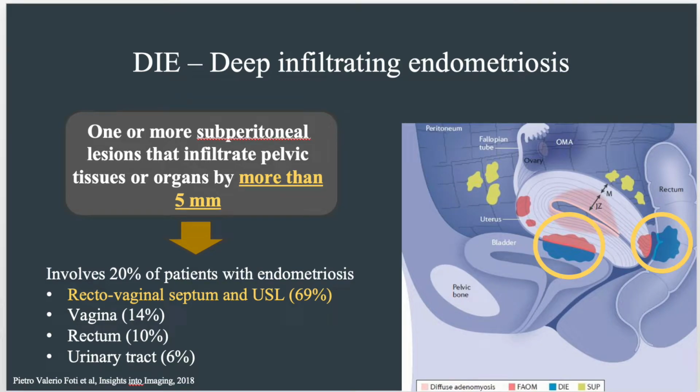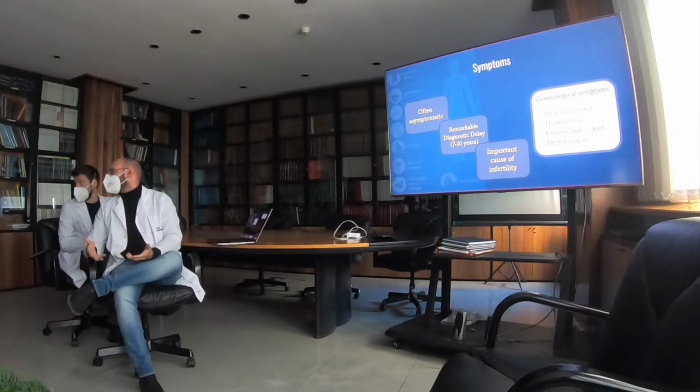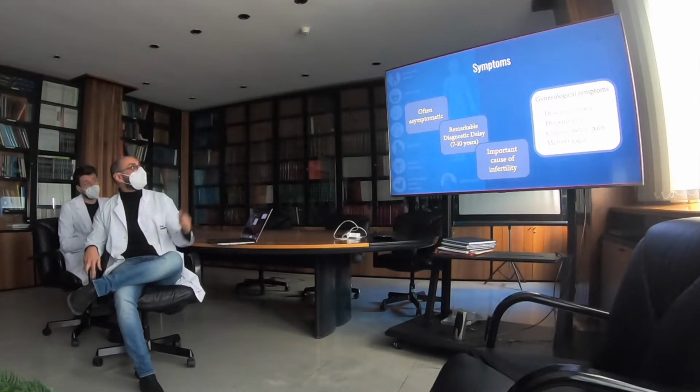It involves up to 20% of patients with endometriosis, and especially involves the rectovaginal septum and the uterosacral ligaments in up to 69% of cases. Now let's talk briefly about the symptoms of endometriosis. Often it's asymptomatic, especially if there aren't any deep infiltrating endometriotic lesions, and this causes a remarkable diagnostic delay of up to 7 to 10 years, and it's an important cause of infertility, as we mentioned earlier.